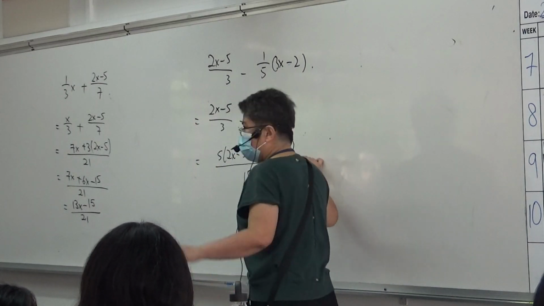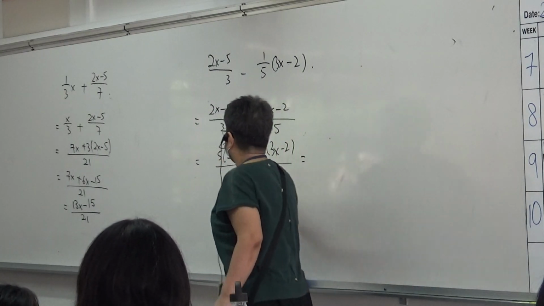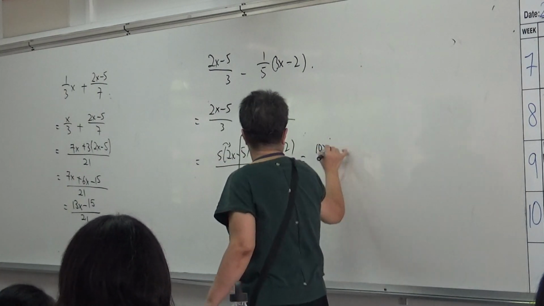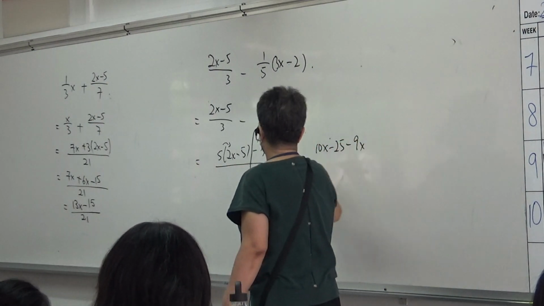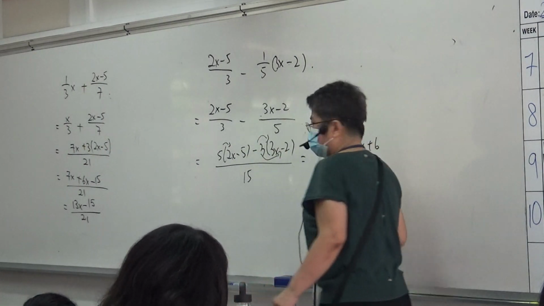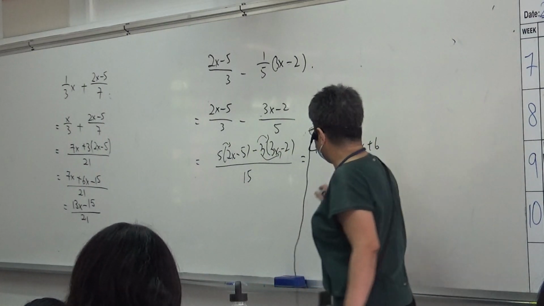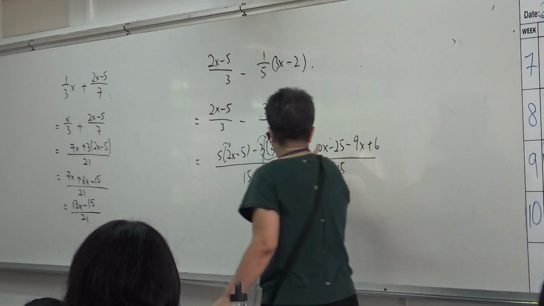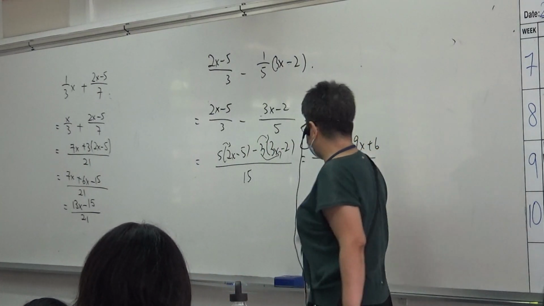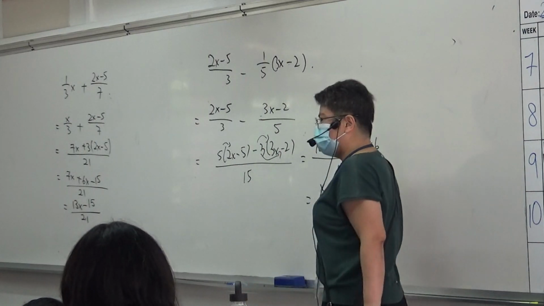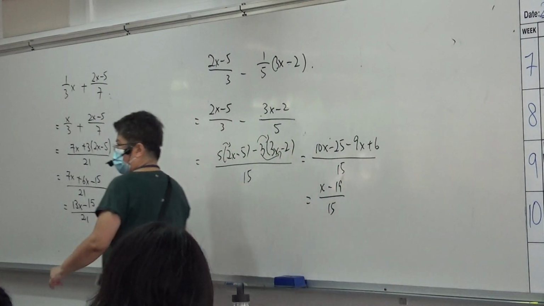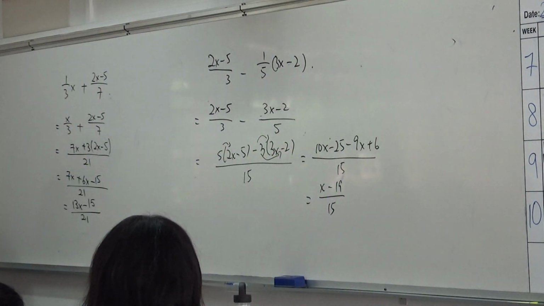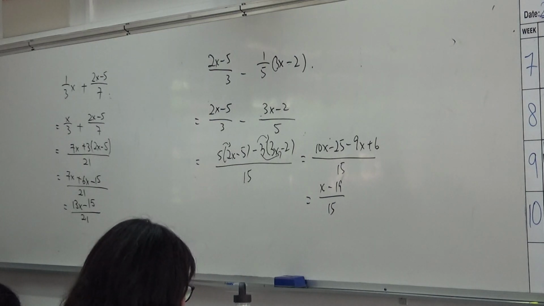Okay, so I'm going to expand. What's this? 10x minus 25, then minus 9x, then plus 6. Can see that? Must be careful, okay? Over 15. What's 10x minus 9x? x. Okay. Minus 25 plus 6. Negative 19 over 15. So that's x minus 19 over 15. Are you clear with what I'm saying? Yes. Clear, no problem.